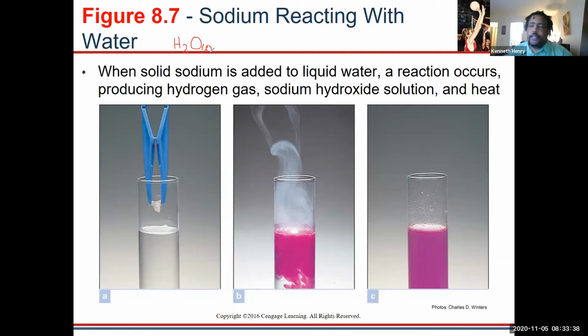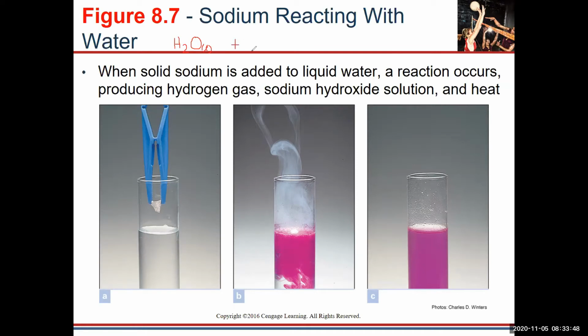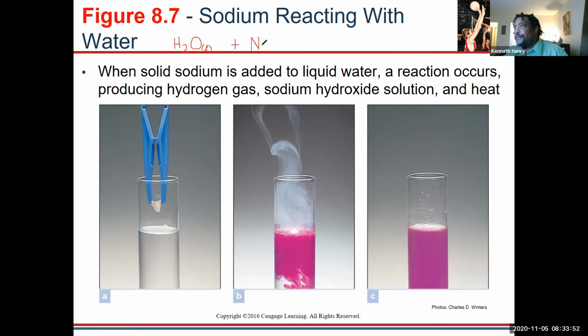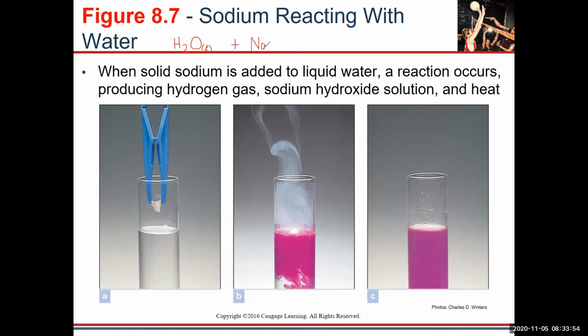And we know the chemical formula for water, even though I got ahead of myself and I was supposed to ask you, right? Now, what is the chemical formula for sodium? Na. Now, is this solid, liquid, or gas? Solid.